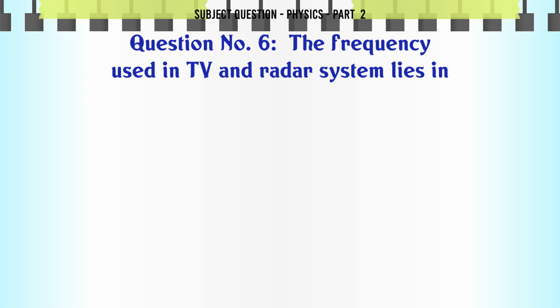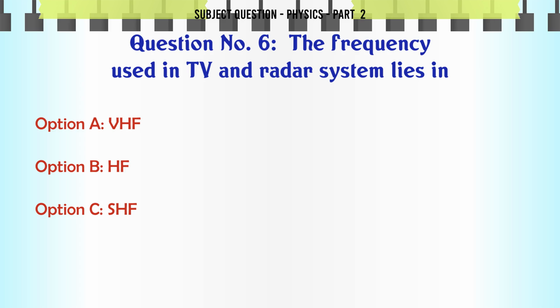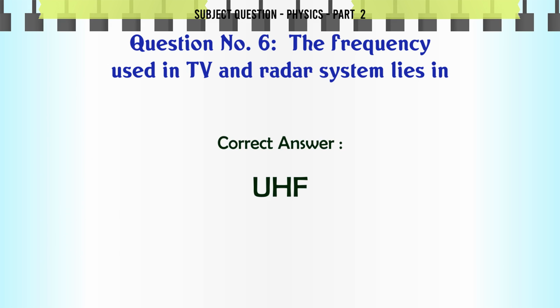The frequency used in TV and radar system lies in: A. VHF, B. HF, C. SHF, D. UHF. The correct answer is UHF.